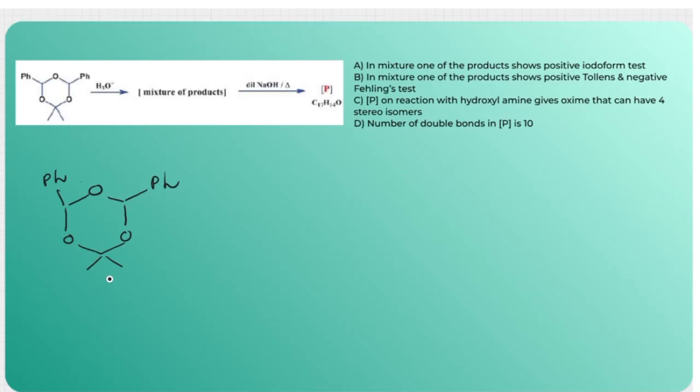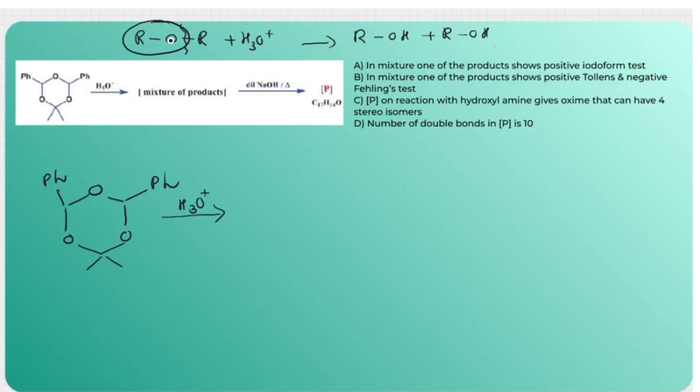When this trioxane is undergoing hydrolysis, what will be the mixture of products? You don't have to write the full mechanism of the reaction. Just remember, whenever you have an ether and it undergoes hydrolysis, what happens? You're going to get 2 moles of alcohol. So ROH and ROH, like this. That means this R will also become alcohol. This R will also become alcohol.